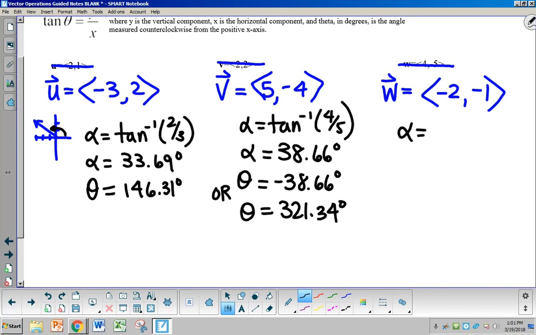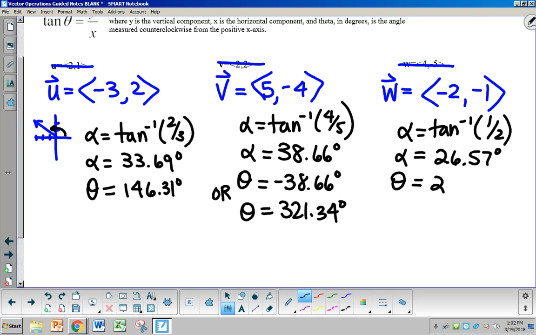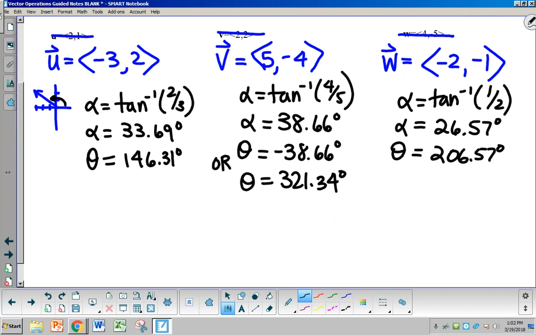Now we have a quadrant 3 angle. We have to find alpha, which will be inverse tan of 1/2. So alpha in degrees is 26.57. Now if it's third quadrant, it's going to be 180 plus that, which is 206.57. Okay, so if your angle is not in the first quadrant, you can't find theta right away. You have to find alpha first. That was the whole purpose of this page.